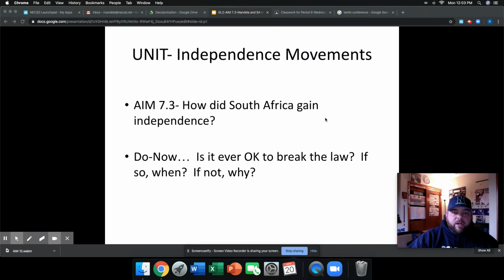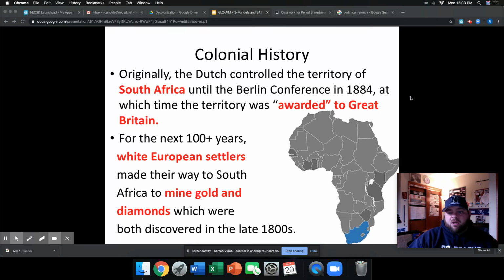So here we go. Let's go back and talk real quick about the political history of South Africa as it relates to this topic. We could do a whole course on South African history, but it's fought over between the Dutch and the British for a long, long time. They fight a war over it called the Boer War. Long story short, fast forward, Berlin Conference, Great Britain is in control of the colony of South Africa.